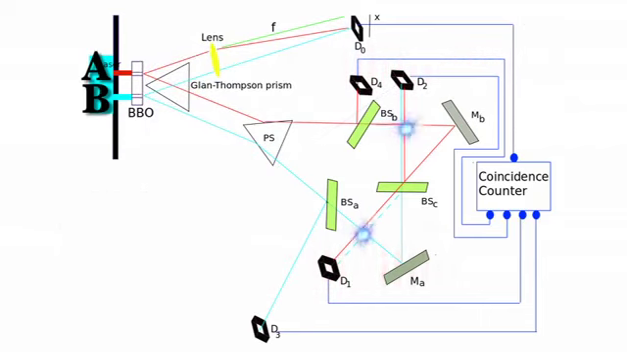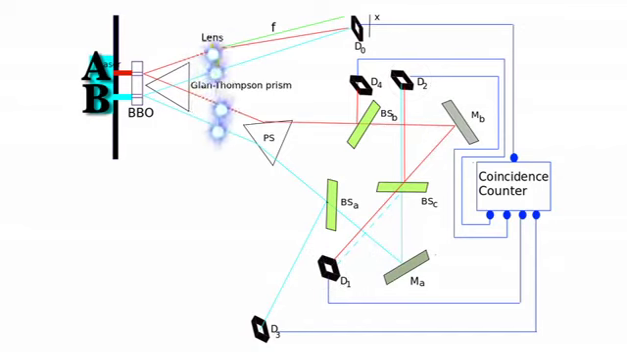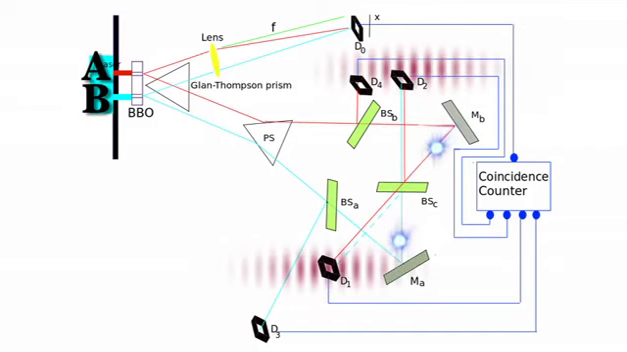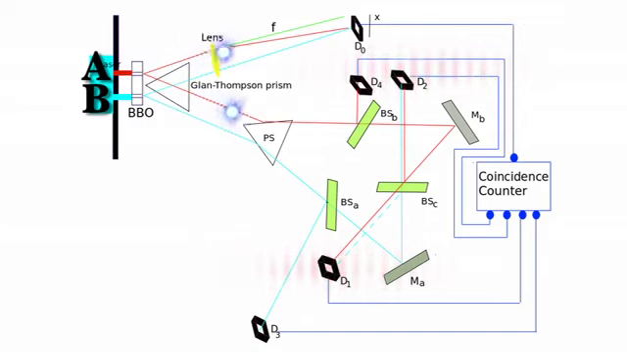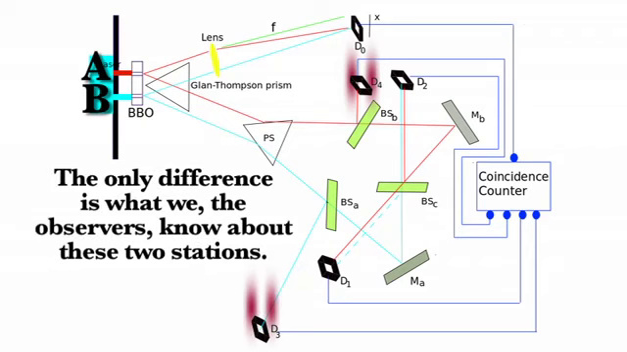Now here is one of the important implications of this experiment about what is causing collapse. Some argue physical interaction from the detector is what is causing the collapse, but if that was the case, D1 and D2 should cause collapse every time. But that is not what happens. If a photon makes it to D1 or D2, they always display an interference pattern. Yet every time a photon hits D3 or D4, a clump pattern is formed. But the only difference is what we, the observers, know about these two stations.